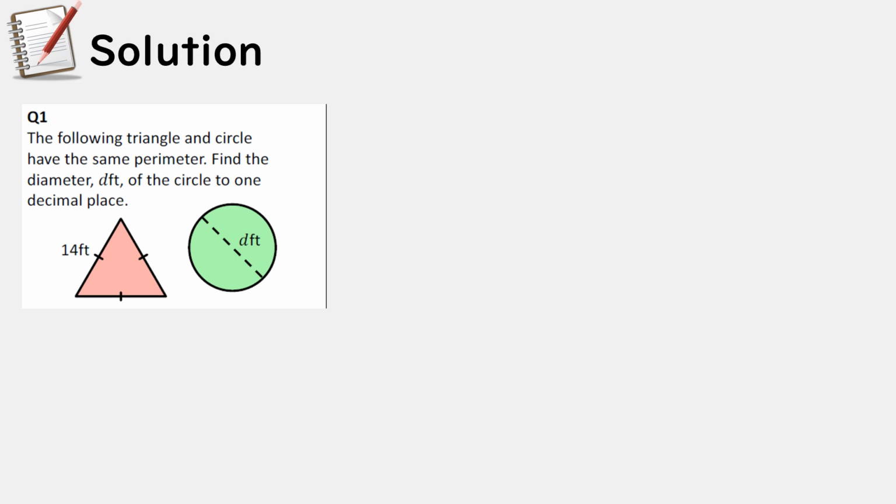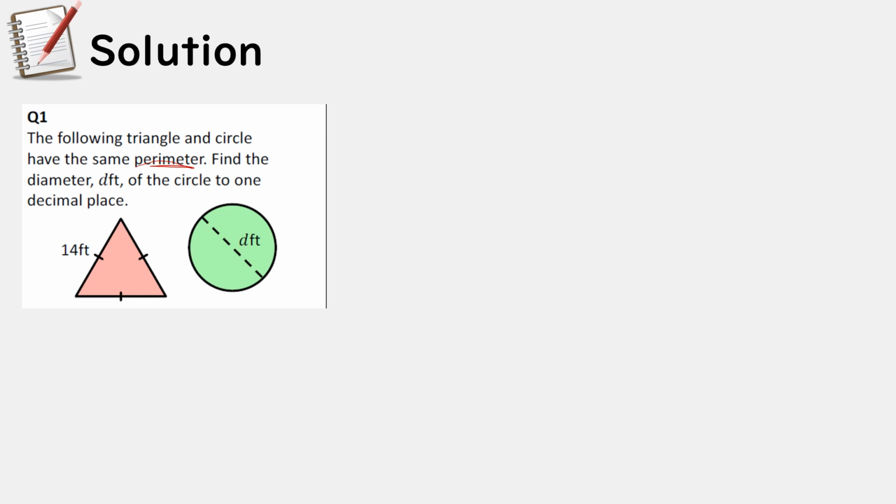Okay, solution, here we go. Let's first read the question. The following triangle and circle have the same perimeter. Perimeter meaning that around the outside. Find the diameter of the circle to 1 decimal place.